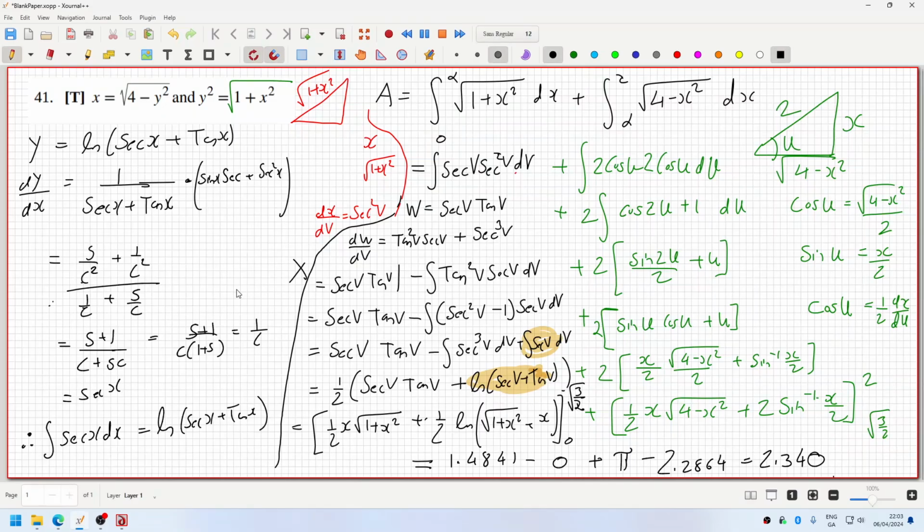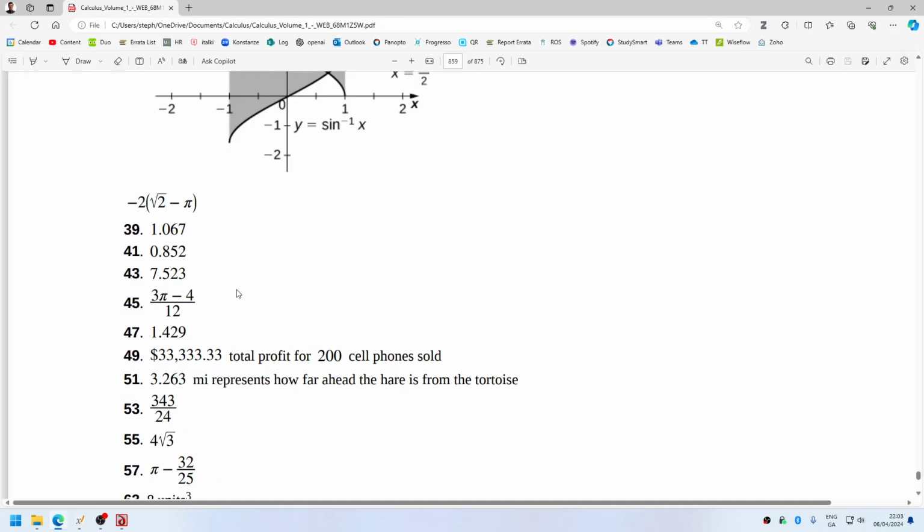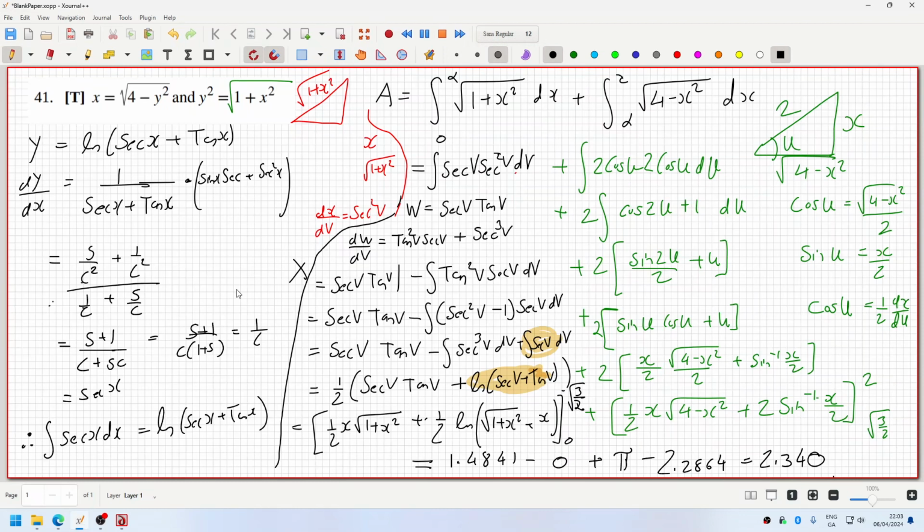0.852. Zero point eight. Okay. Is there a possible sign mistake? That would be really great. 1.4841 minus pi plus 2.2864. No.